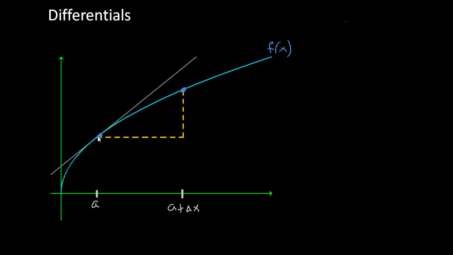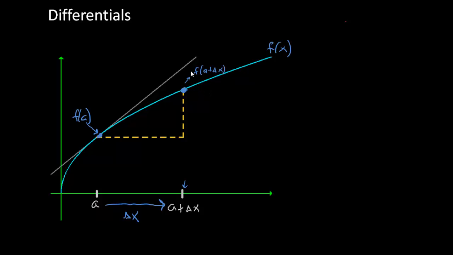Now if the y value here is f of a, what I want to do is move over a little bit away from a, specifically a distance of delta x. So delta x is supposed to be pretty small. And I want to find the y value at this x value. So that would be f of a plus delta x. So this is the y value I want.